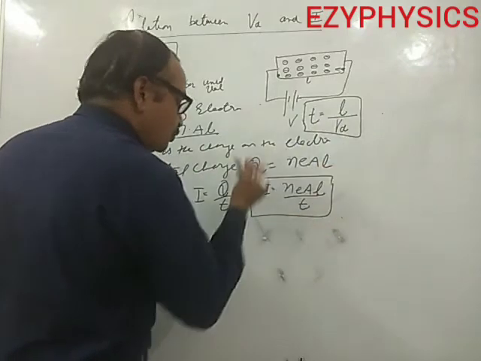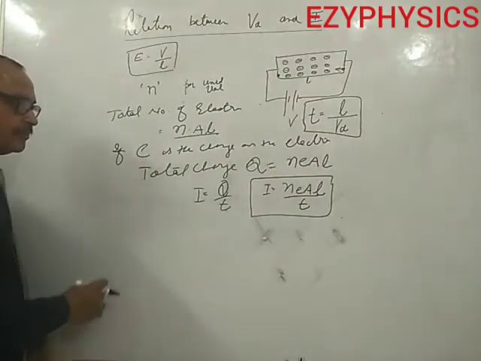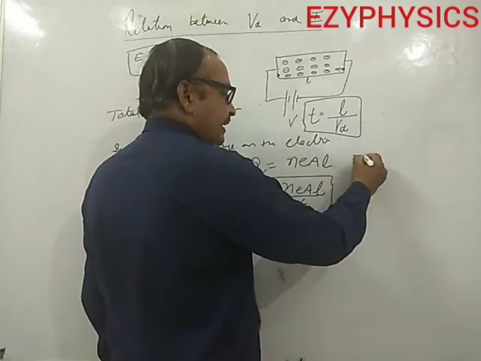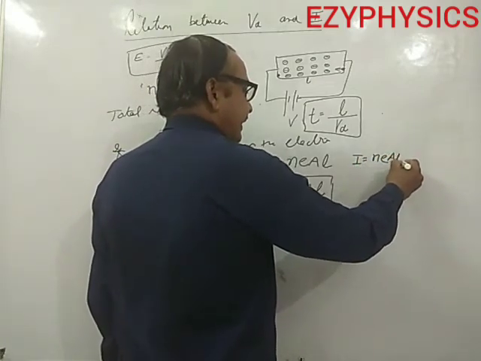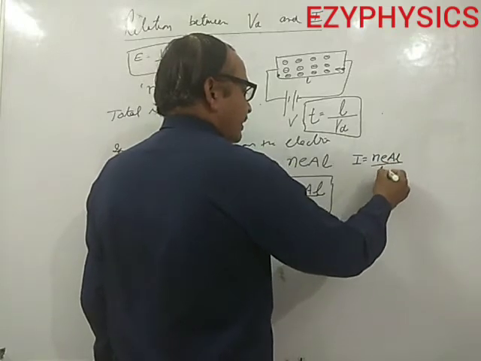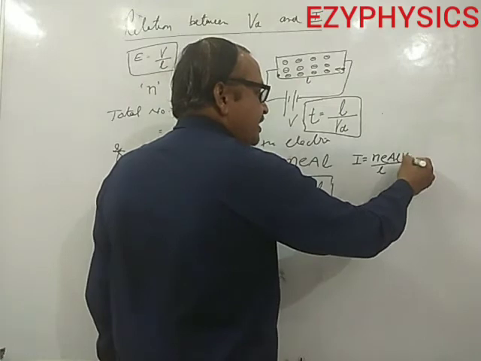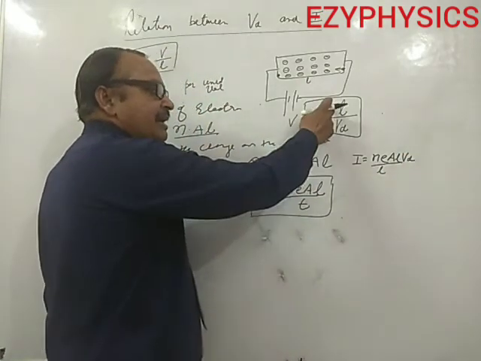This value you can put here. When you put this value, what do we get? I is equal to N E A L over L over Vd, and I will take this Vd up. Any doubt? In place of T we wrote L by Vd.